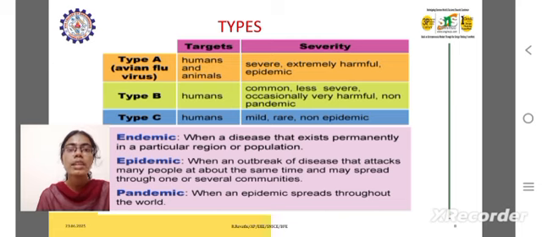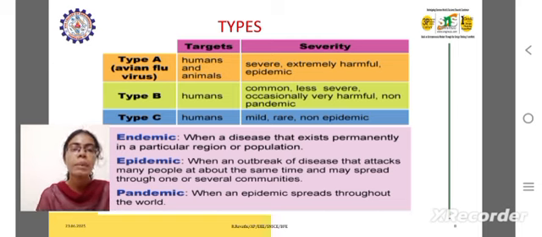So the types of influenza are commonly type A, type B, and type C. Type A affects humans and animals, is severe, extremely harmful, and epidemic. Type B occurs only in humans, is common and less severe, occasionally very harmful, and non-pandemic. And type C is also a common cold, which may occur to everybody.